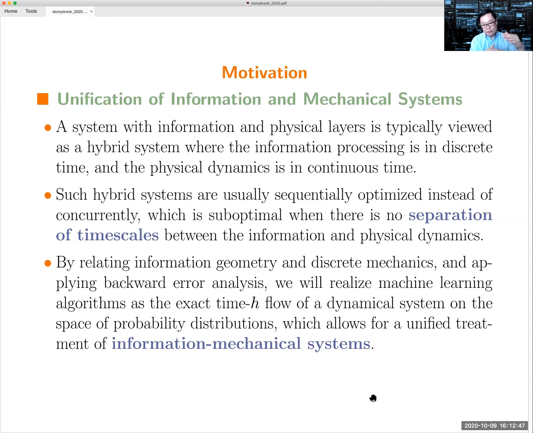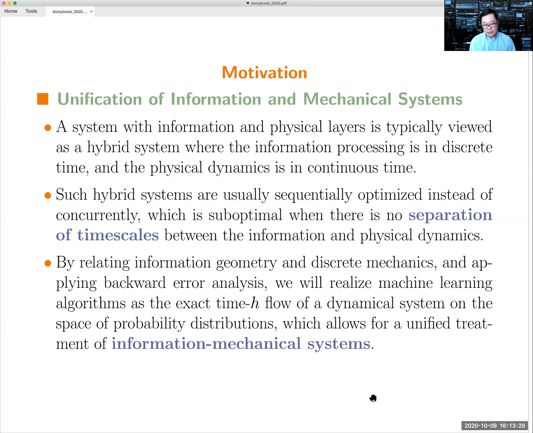In particular, you tend to assume that you can close the control loop for the physical dynamics, and then the question of how you go about exploring the environment in a way which allows you to extract information as efficiently as possible is superimposed on that as a separate optimization layer. As a consequence, these hybrid systems are typically sequentially optimized as opposed to concurrently optimized. This reflects an assumption that there is a separation of timescales between how fast the information changes versus how fast the physical dynamics changes.